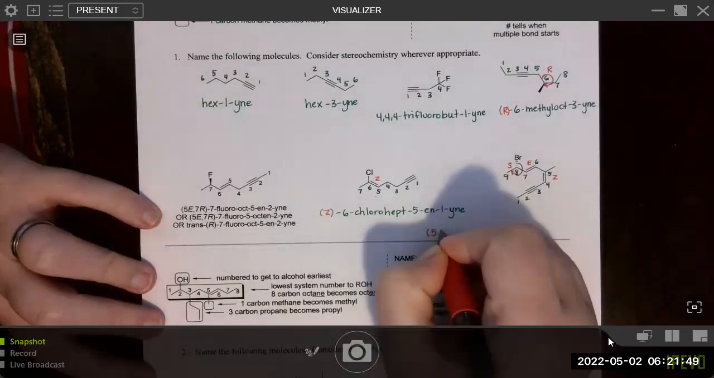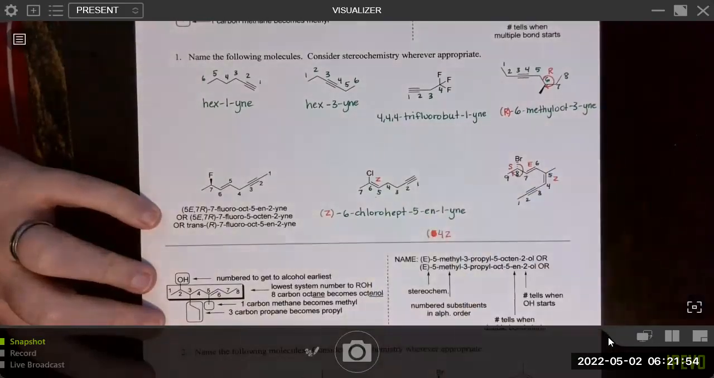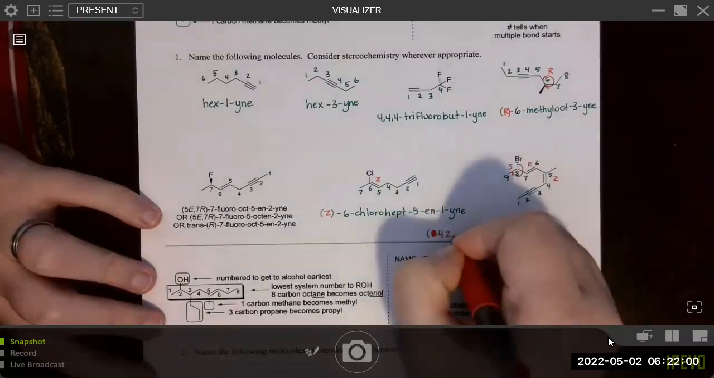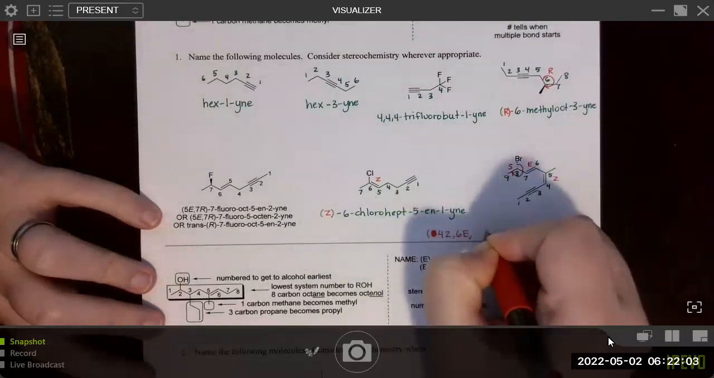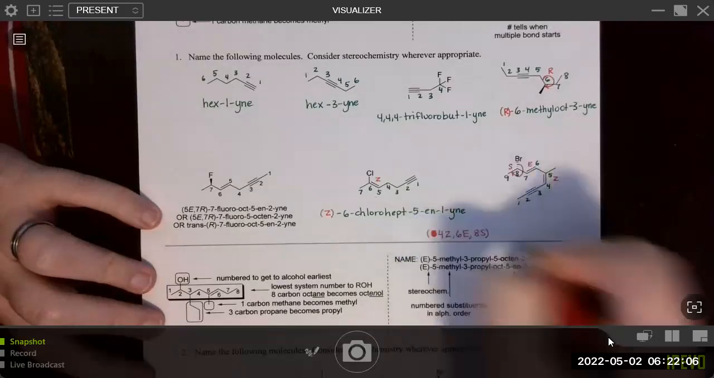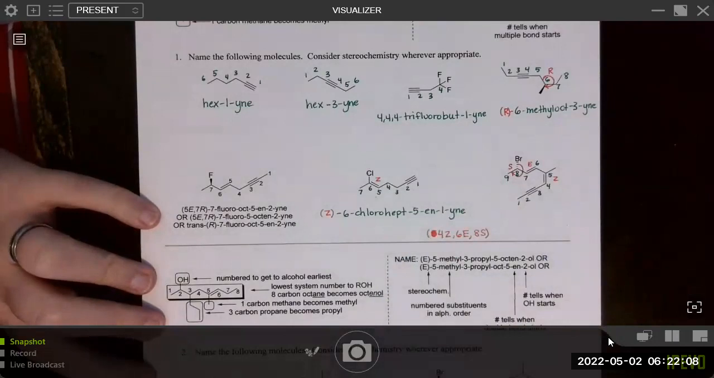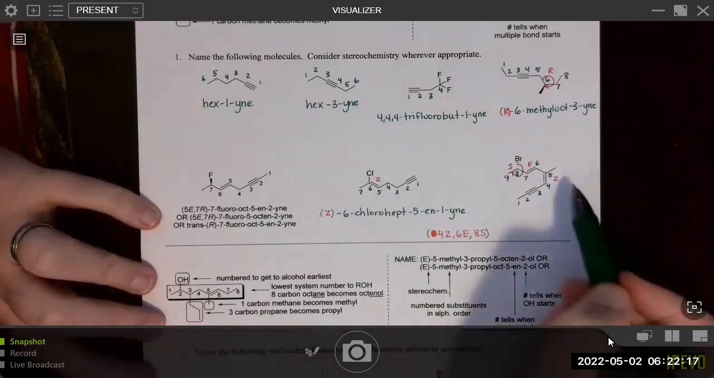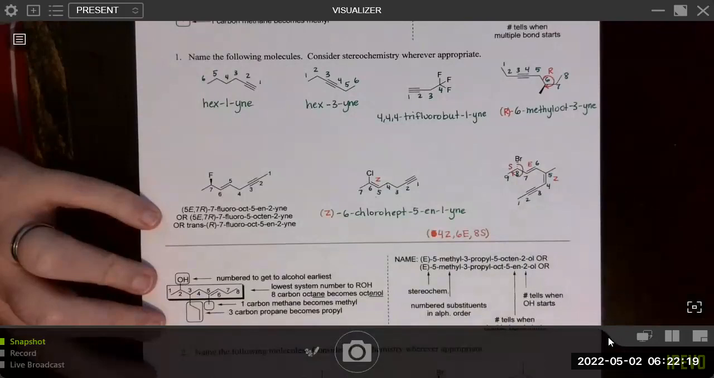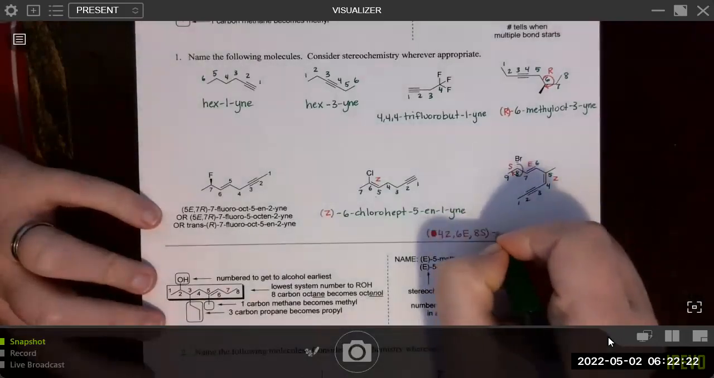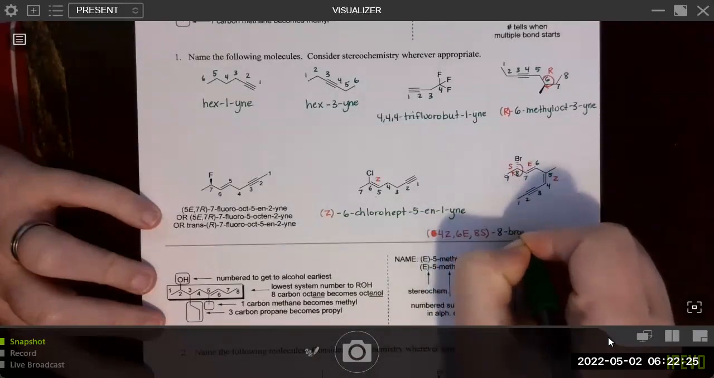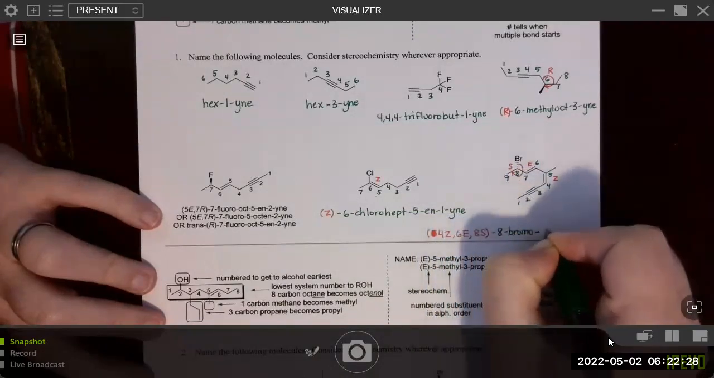We always want the first number of the double bond. So 4Z, 6E, and then 8S for the stereochemistry. And now we want the rest of it. So what are the substituents? The bromo is a substituent, and then this methyl group is a substituent. So B comes before M alphabetically. We will do 8-bromo, 5-methyl.